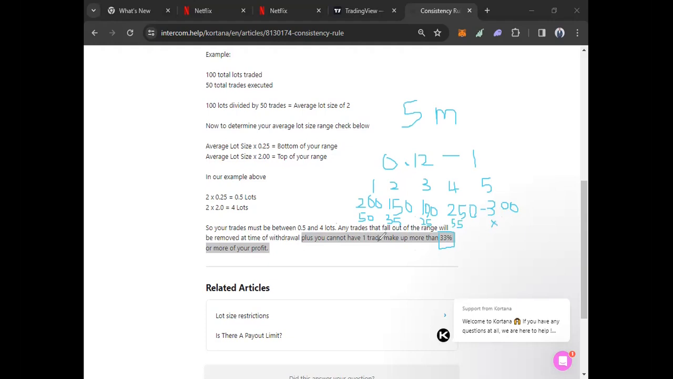One trade should not make up 33% or more of your profits. So you need to be conscious of the trades you make in a day, so it won't be way more than the profits you have made at the end of the whole trend. But what I've seen here, the $200 we made is 50% of 400. The $100 we made is 25%, which is within the range. $150 is within the range of 35%. $250 is within the range of 55%.